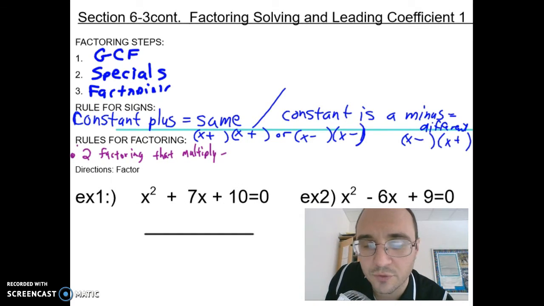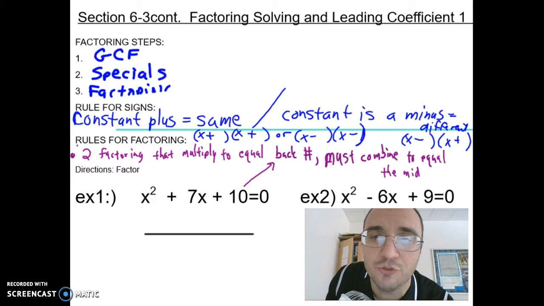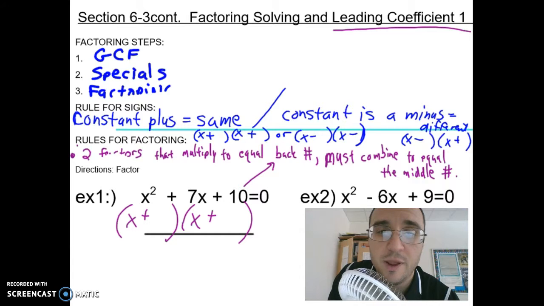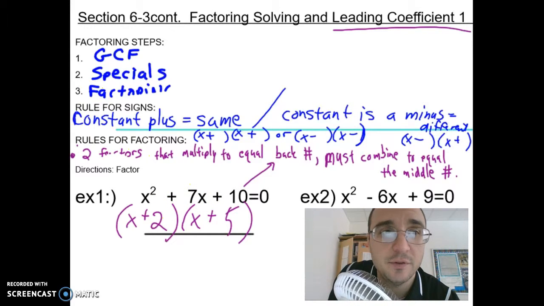Moving on to the next part, which is the rules. I wrote two factoring, but I meant two factors that multiply to equal the back number should combine to give you the middle number. And for this example, it turns into x plus 2, x plus 5, because they also add to give you 7.